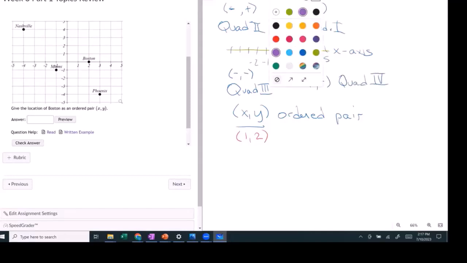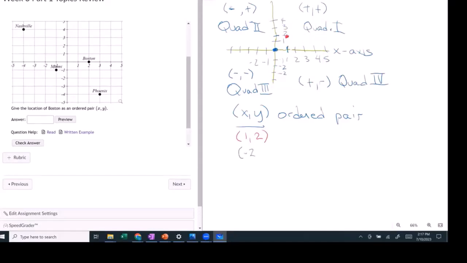If I wanted to plot a point like -2, -3, I would go -2 in this direction and then -3: 1, 2, 3. My point would actually be right there, -2, -3.